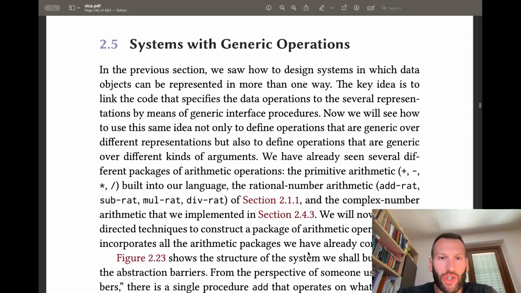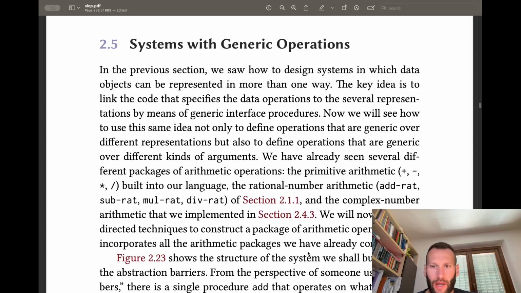So, in the previous section, we saw how to design systems in which data objects can be represented in more than one way. The key idea is to link the code that specifies the data operations to the several representations by means of generic interface procedures. Now we will see how to use this same idea not only to define operations that are generic over different representations, but also to define operations that are generic over different kinds of arguments.